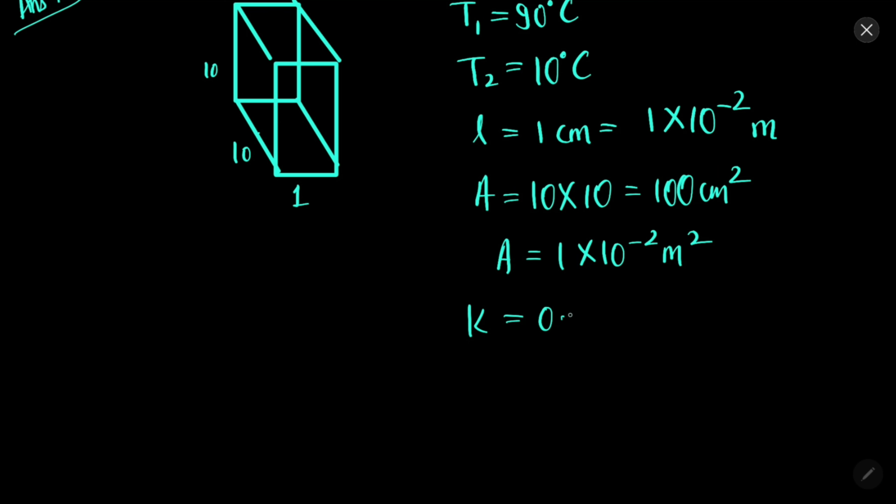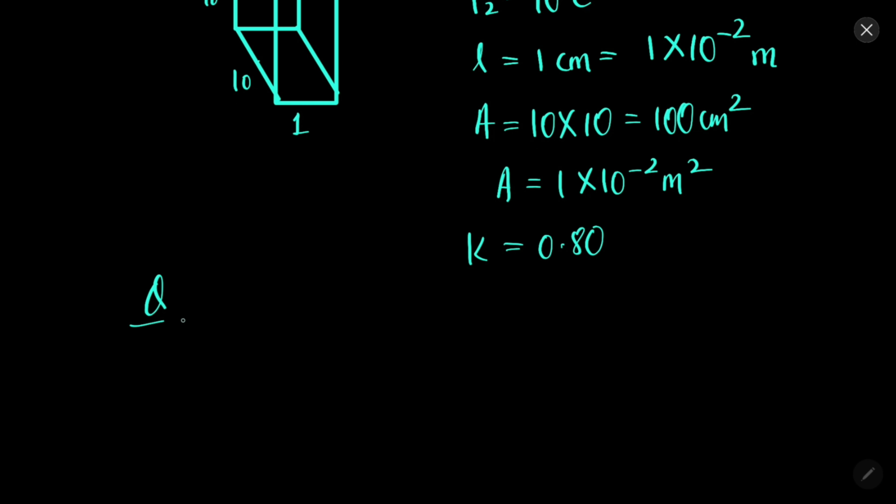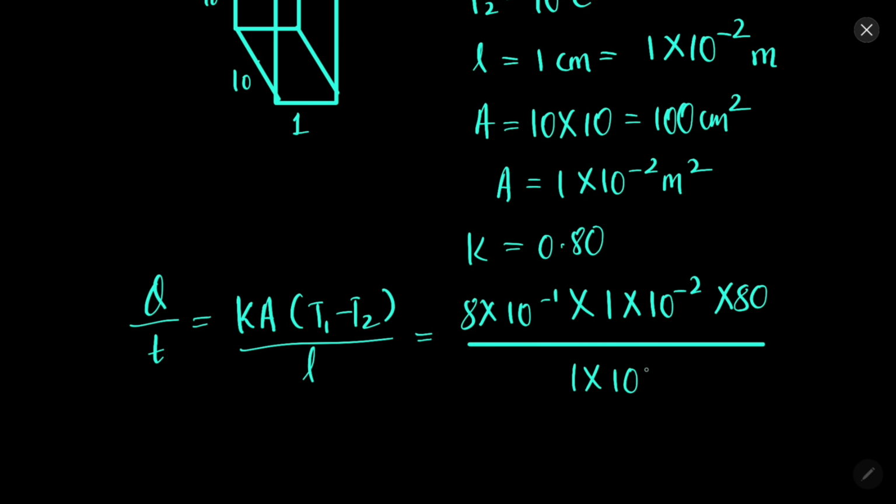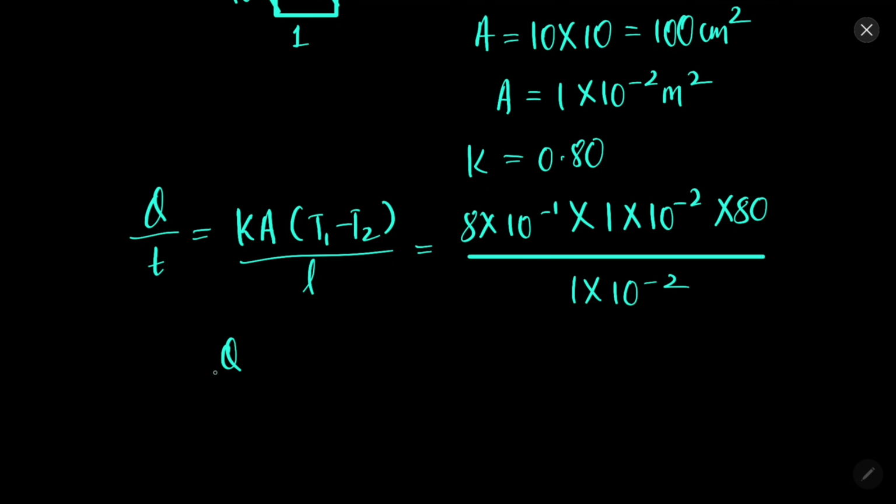K is given 0.80. So we know the formula Q over T, where T is the time, equals Ka, change in the temperature over length. 8 into 10 to the power minus 1 into 1 into 10 to the power minus 2 into 80 over 1 into 10 to the power minus 2. So Q over T will be 64 joule per second.